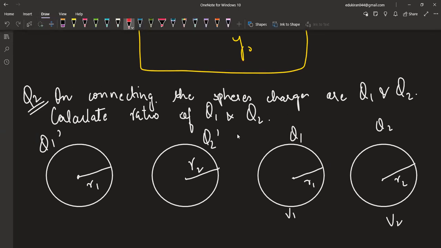See, Shahid, the spheres that are connected, this is the initial condition of the spheres. They are then connected. Then you have to find out the ratio of these charges, Q1 and Q2. Q1 prime and Q2 prime are the initial charges. Just note it down, give it a try, then I'll discuss it.